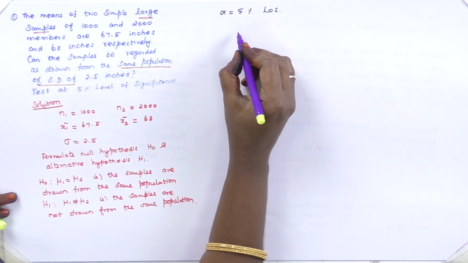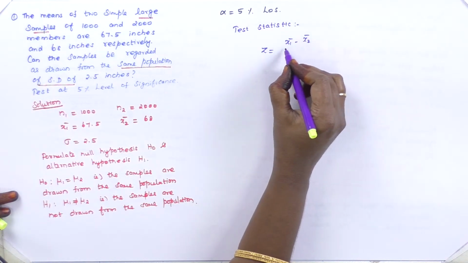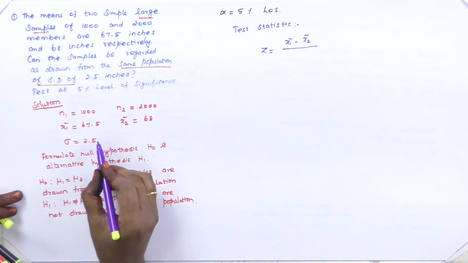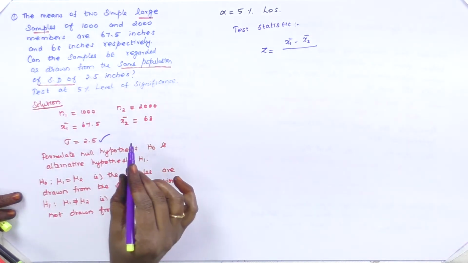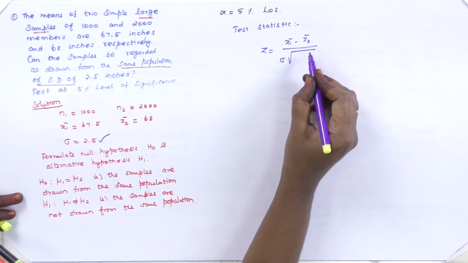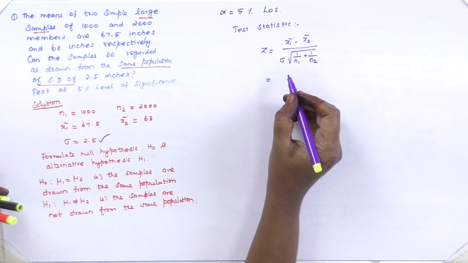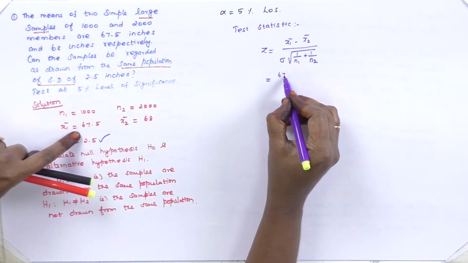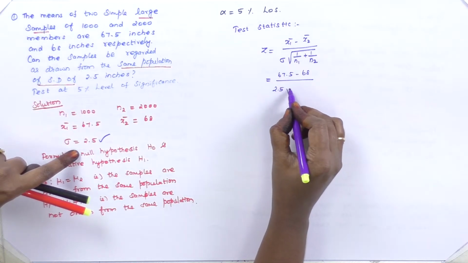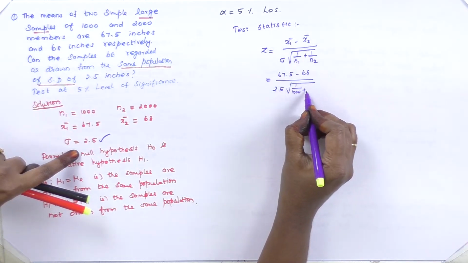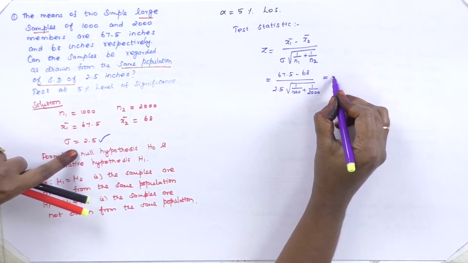Next, to find the test statistic, we know the formula for that: x1 bar minus x2 bar divided by sigma, the population standard deviation, which is common since the samples are drawn from the same population, times the square root of 1 by n1 plus 1 by n2. Now you can replace the values: 67.5 minus 68 divided by sigma, which is 2.5, into the square root of 1 divided by 1000 plus 1 divided by 2000. Simplifying this, we get the answer minus 1.